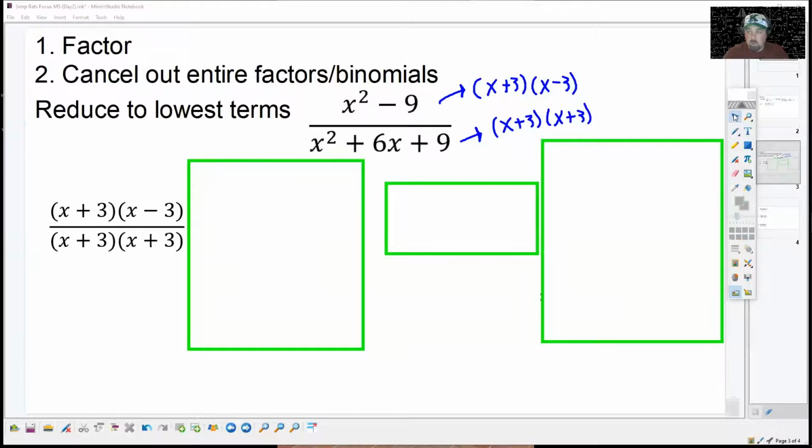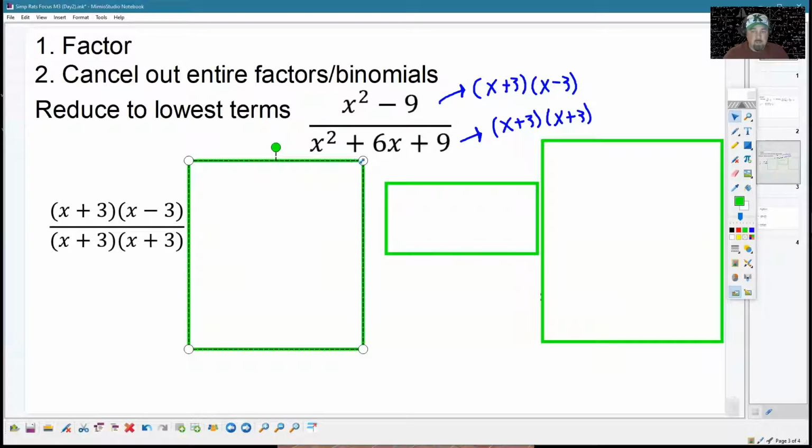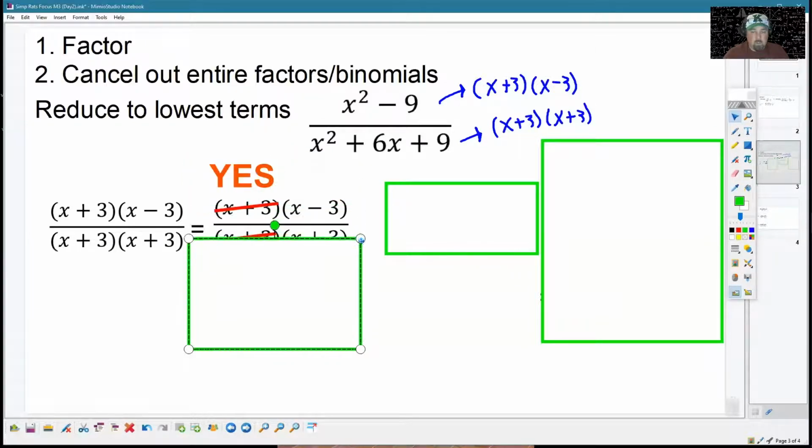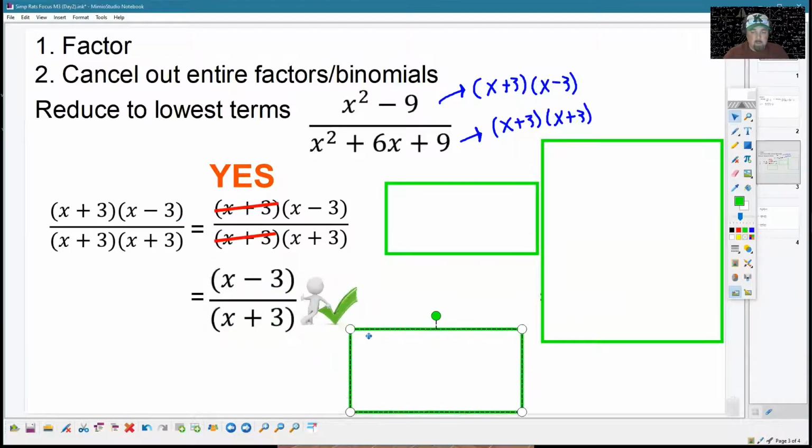The correct way to factor this is you've got to factor the whole set of parentheses out, meaning that the x plus 3 and the x plus 3 right here will cancel out because the whole set, including the parentheses, is the same on top and bottom. So that means the correct answer that we would get for this would be x minus 3, x plus 3.